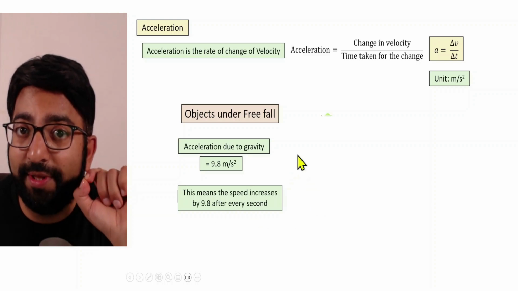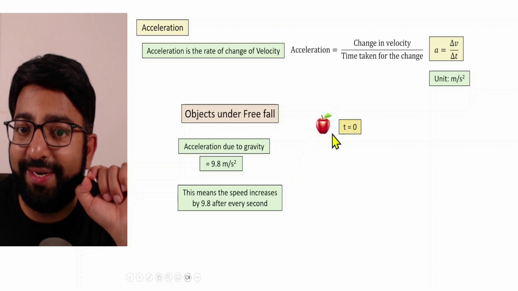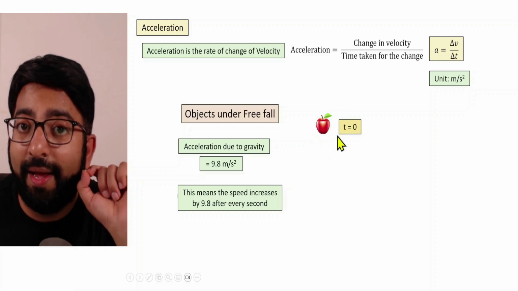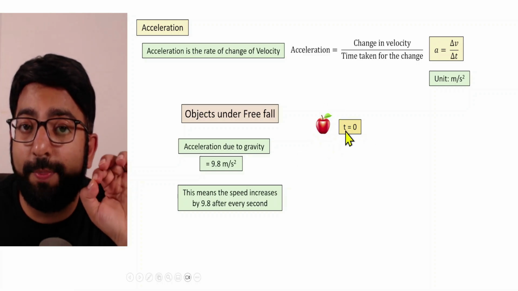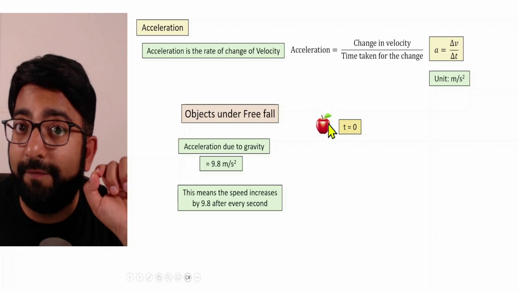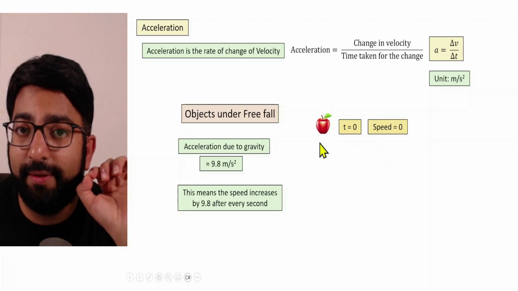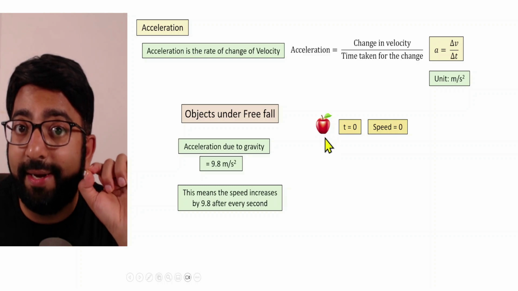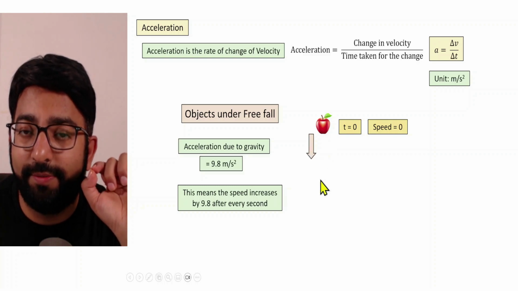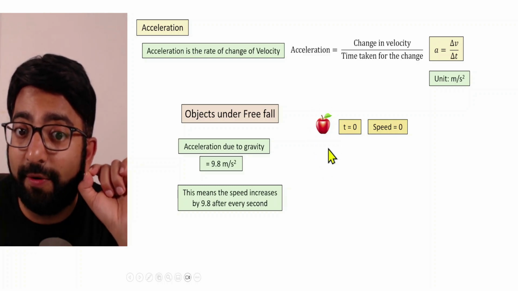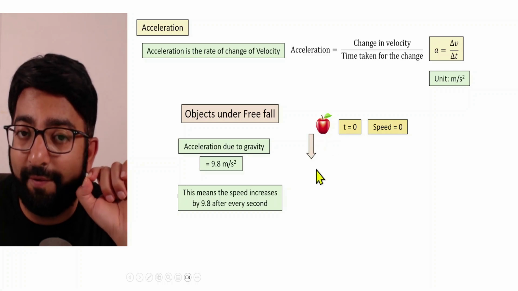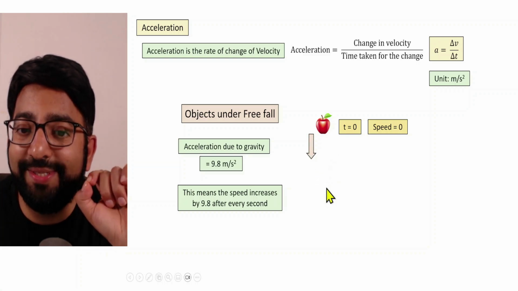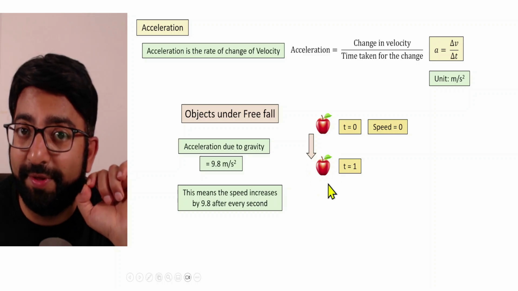Let me explain this with an example. So imagine we have an object. In this case, I have considered an apple. At t is equal to 0, it is dropped from rest, which means the speed of the apple will be 0 initially. Now, once you drop the object, it is going to accelerate downwards. Once the apple is dropped, it is of course going to go down because of gravity. And let's say after 1 second, the apple reaches this position.